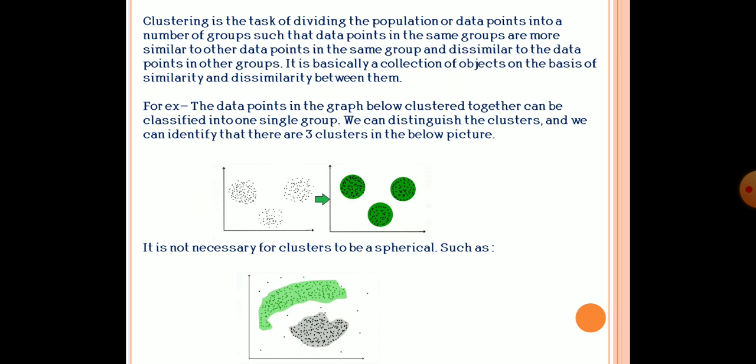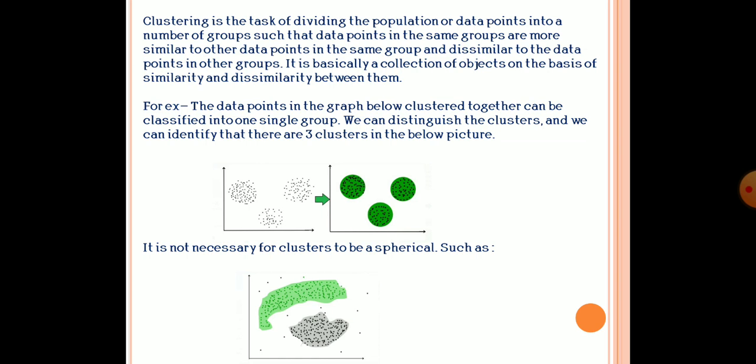Clustering is the task of dividing the population or data points into a number of groups such that data points in the same group are more similar to other data points in the same group and dissimilar to the data points in other groups. It is basically a collection of objects on the basis of similarity and dissimilarity between them. For example, the data points in the graph below clustered together can be classified into one single group. We can distinguish the clusters and identify that there are three clusters in the below picture.